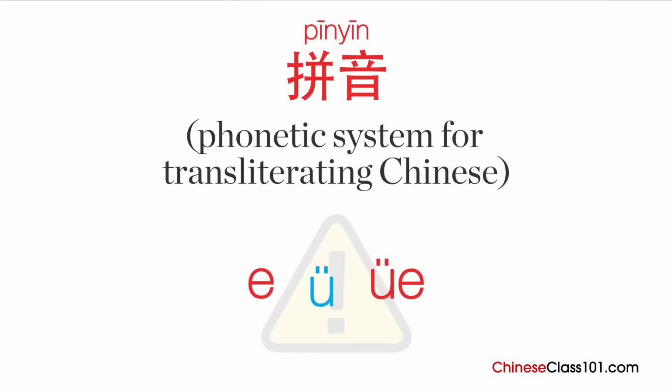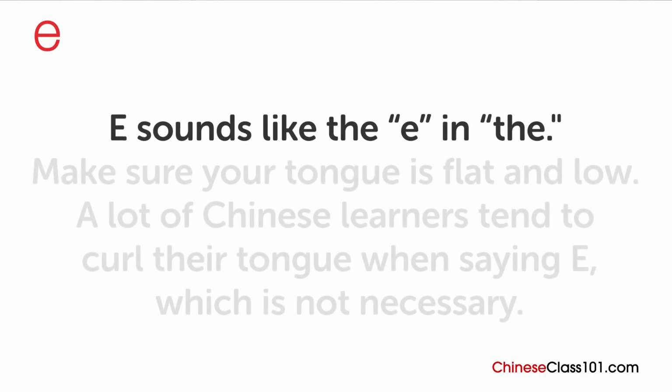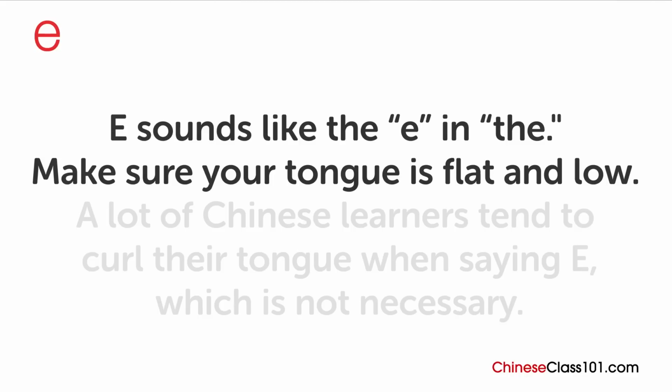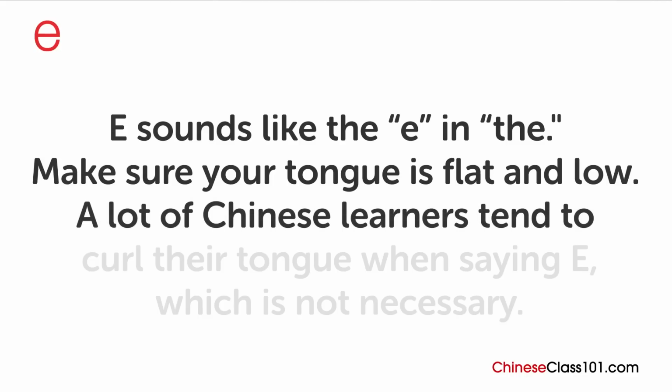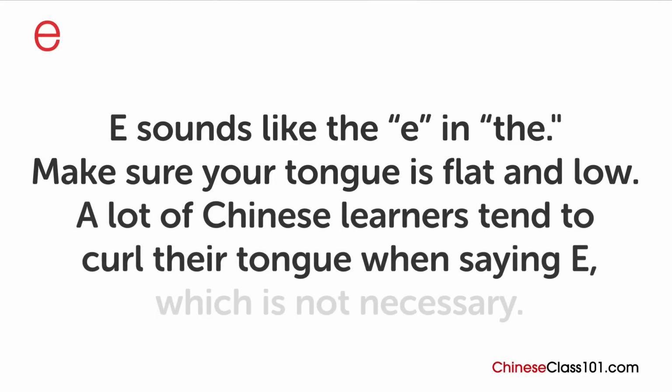The yu, yue are the relatively difficult ones for non-Chinese native speakers to pronounce. First, let's look at how to say the final e accurately. Sounds like the E in the. Make sure your tongue is flat and low. A lot of Chinese learners tend to curl their tongue when saying e, which is not necessary.